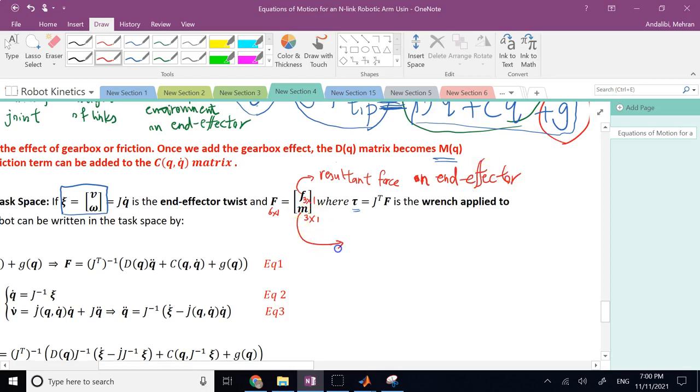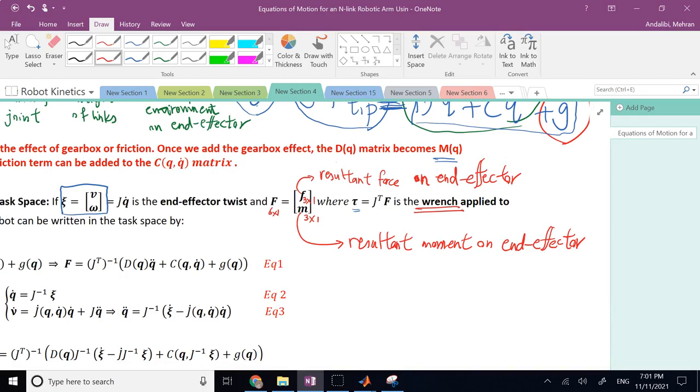and that M is not mass here. You see it's a vector, in bold font. So this is the resultant moment on the end effector. And this 6x1 vector that has both forces and moments on the end effector has a terminology. We call it the wrench. Okay, so the wrench applied to the end effector is a combination of forces and moments on the end effector.